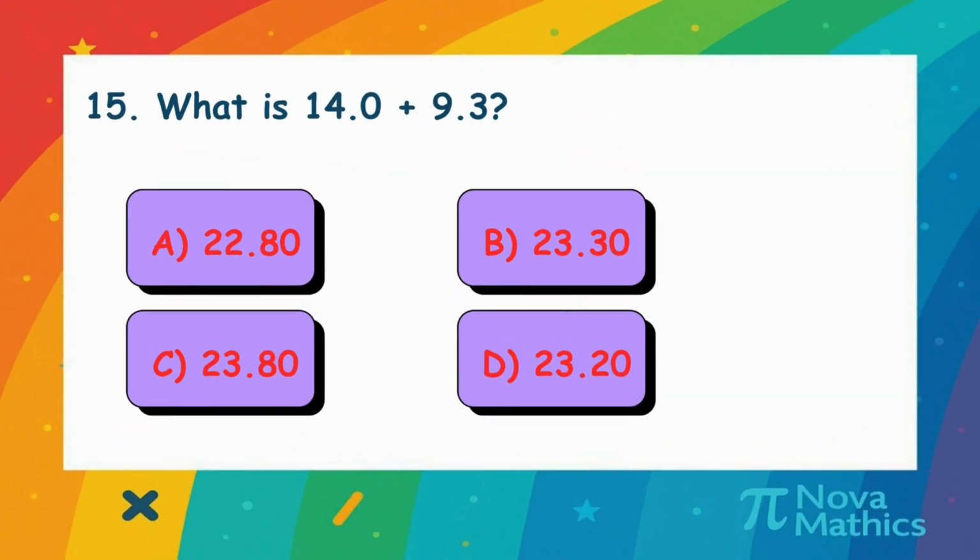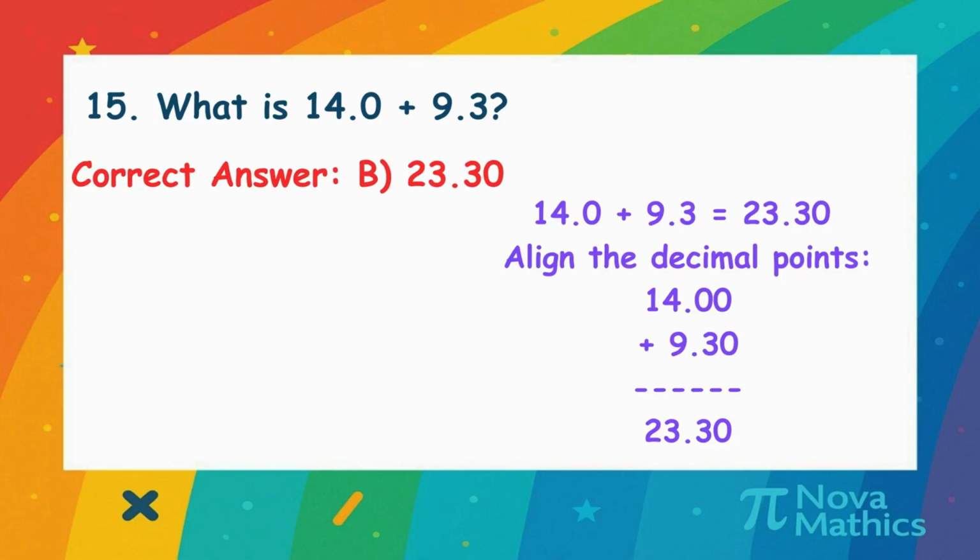15. What is 14.0 plus 9.3? Correct answer is 23.30. When you add 14.0 plus 9.3, you get 23.30. Easy, right?